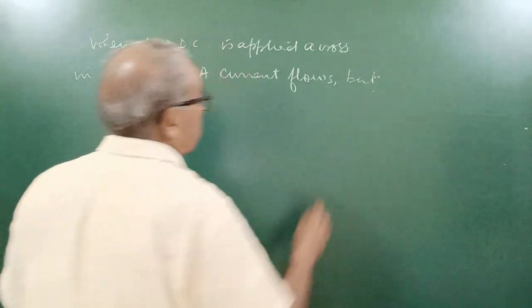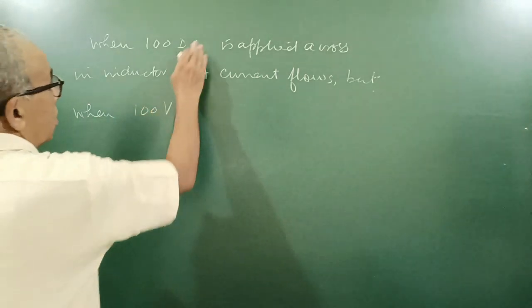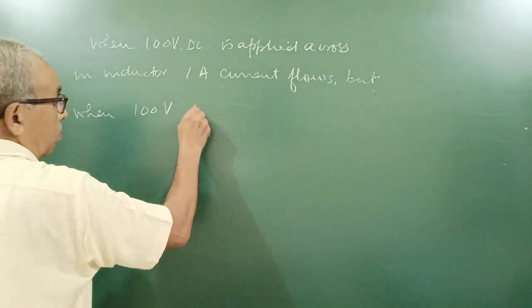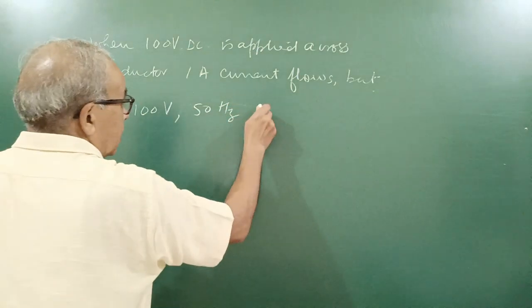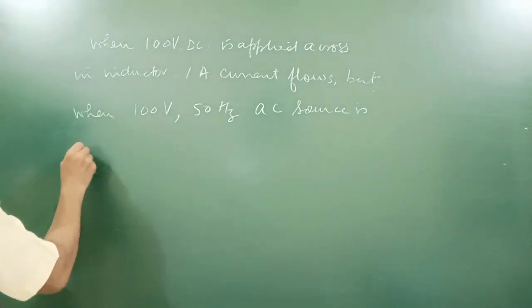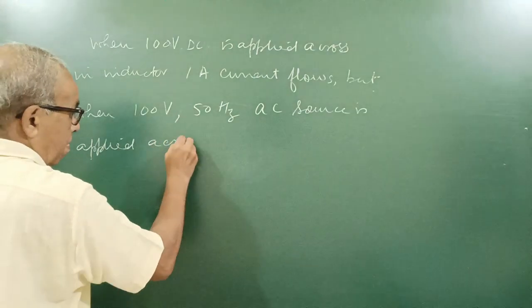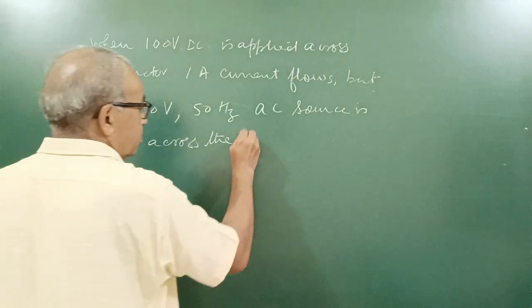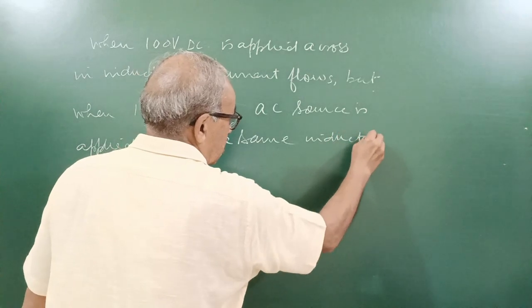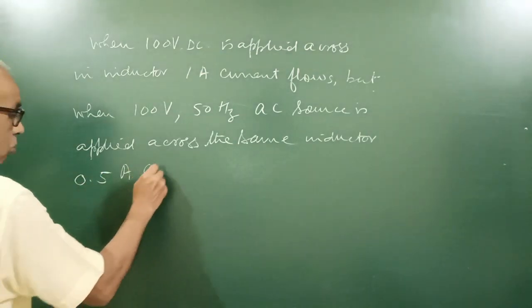But when 100 volt, 50 hertz AC source is applied across the same inductor, 0.5 ampere current flows.